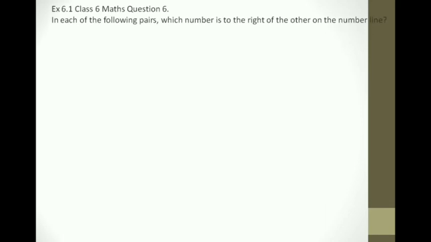So question number 6. In each of the following pairs, which number is to the right of the other on the number line? Okay, 2 and 9. Already we know that the bigger number always stands at the right hand side. So 9 is to the right of 2 because 9 is a greater number. Negative 3 and negative 8. Between two negative numbers, the one which is smaller in value is bigger, and that will be at the right side. So negative 3 is to the right of negative 8.